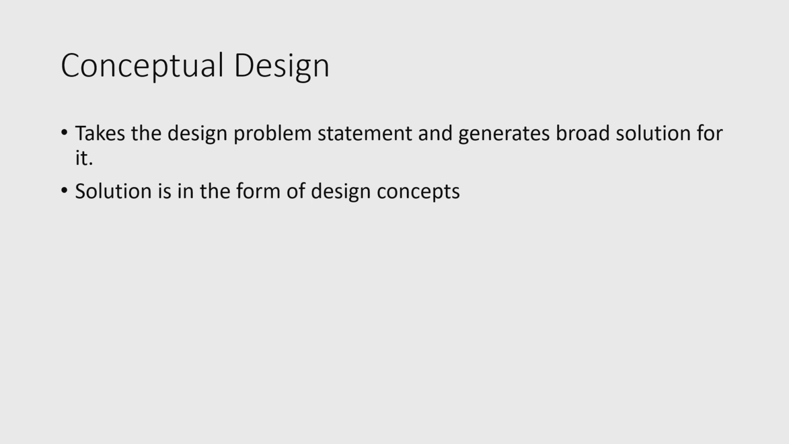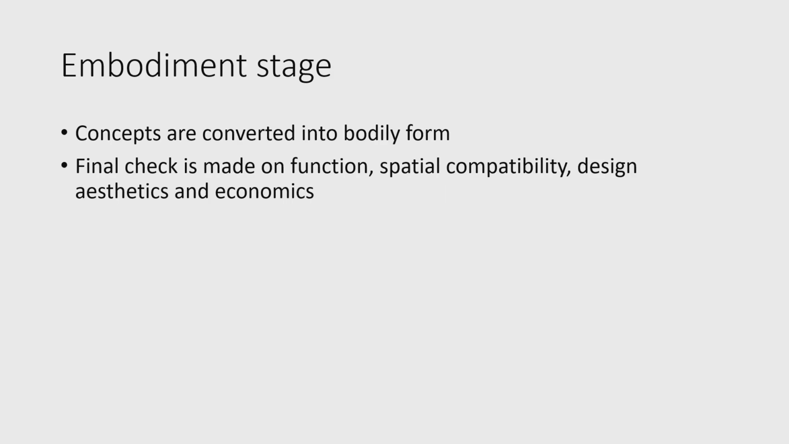Now the conceptual design takes the design problem statement and generates a broad solution for it, broadly how it will be done. Suppose I have to convert rotary motion to reciprocating motion, then what concept will be there, whether it will be a slider crank mechanism or a cam follower, or something else. So the solution is in the form of design concepts. In the embodiment stage, concepts are converted into bodily form. We provide a body to the concept.